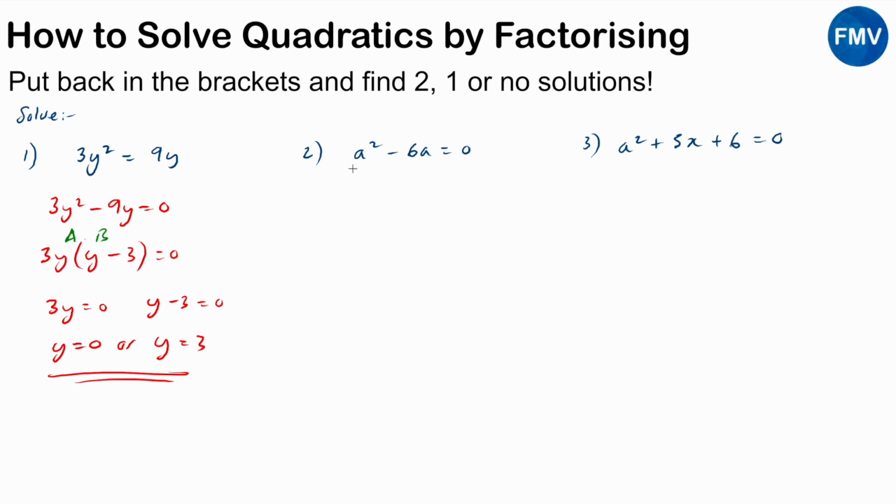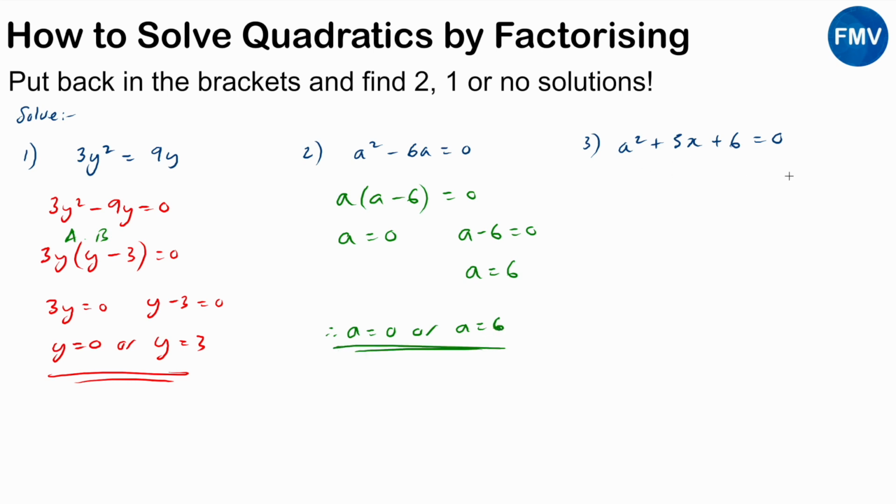Question 2, in this case, a comes out of the bracket. a times a is a squared minus 6 equals 0. Very much the same as the previous one. In that case, a has to be equal to 0. And the second part is a minus 6 equals 0. Add 6 to both sides, so a is equal to 6. So therefore, a equals 0 or a equals 6. Last one on this page.